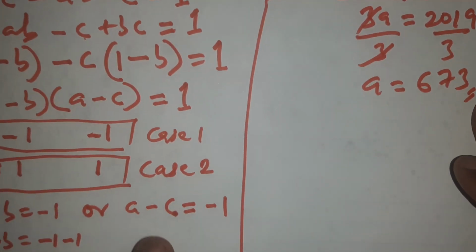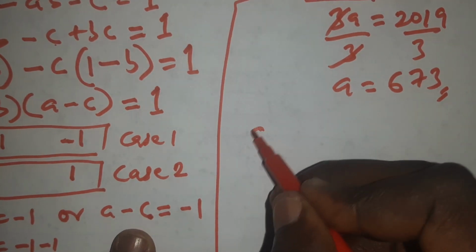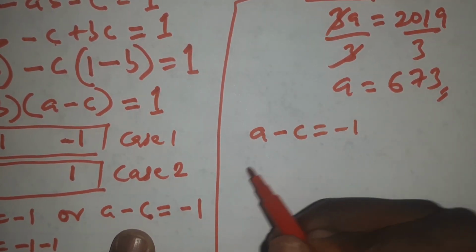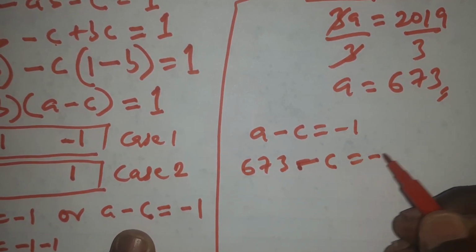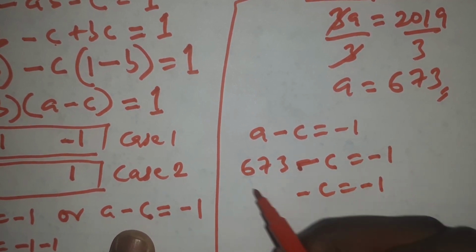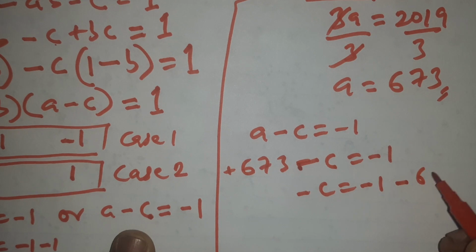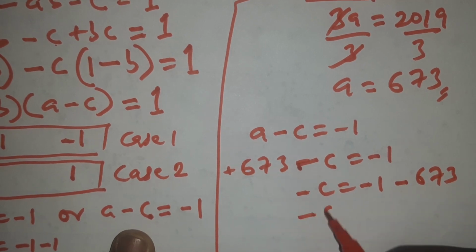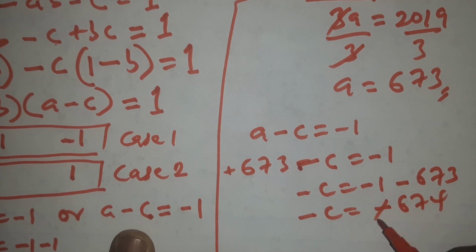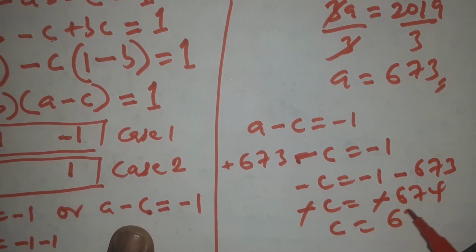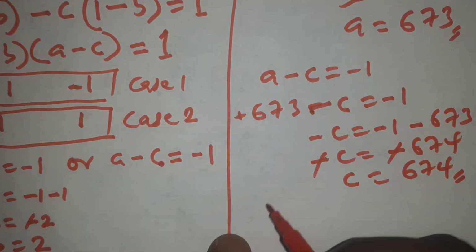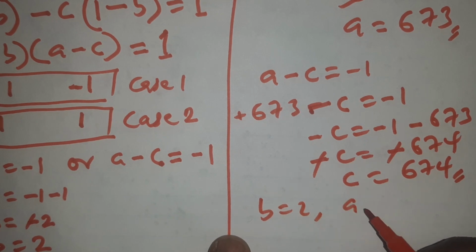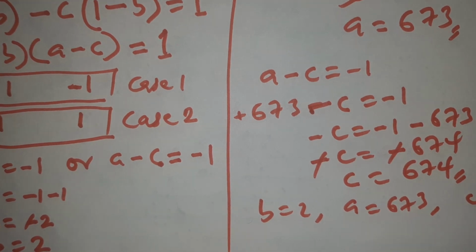Then to get my C, I can fix the value of A into this equation here. So I write out my A minus C equals minus 1, and then I have 673 minus C equals minus 1. Then minus C equals minus 1 minus 673. You now have minus C equals minus 674. Minus cancels minus, so C equals 674. So for case 1, we have our B as 2, our A as 673, and our C as 674. That is for case 1.